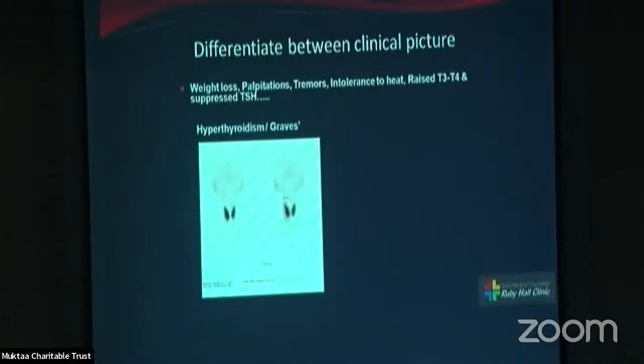You are seeing on the left hand side, like I showed in the first picture, increased uptake in the thyroid gland. This is hyperthyroidism. But I am telling you, what is mentioned above, weight loss, palpitation, tremors, the patient doesn't have hyperthyroidism.